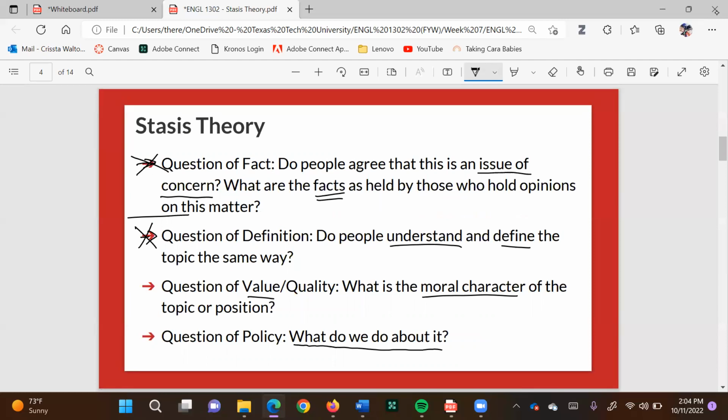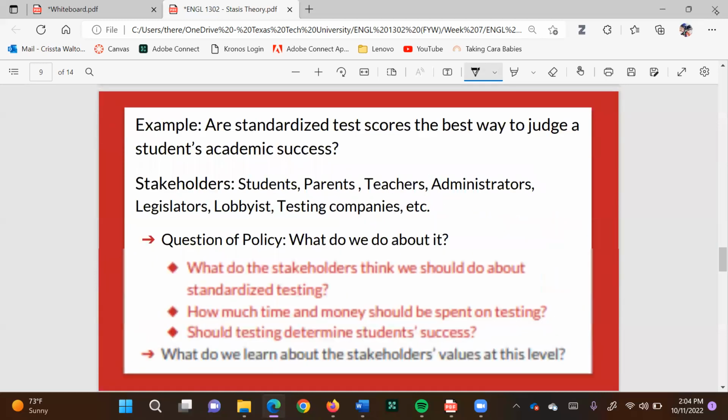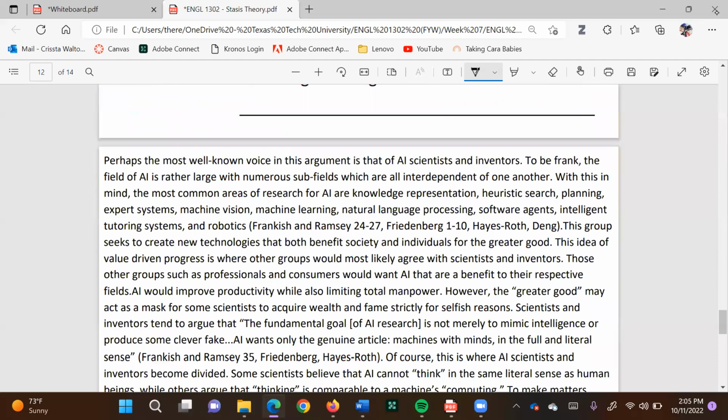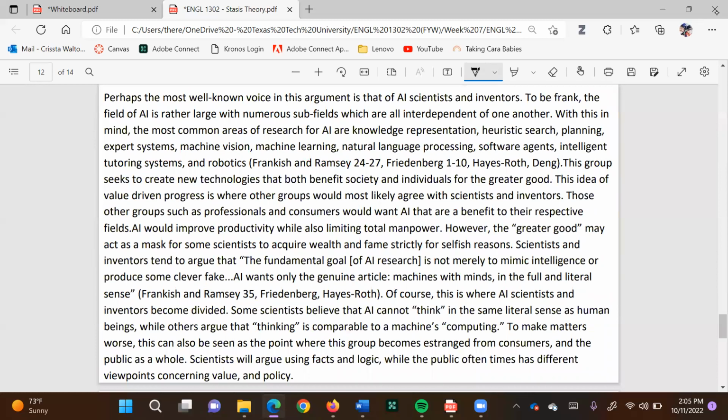To use in your stakeholder paragraphs, I want to take a second and look at an example paragraph. Here we go. To see how they use this language of stasis theory in their stakeholder section. Perhaps the most well-known voice in this argument is that of AI. There, on the topic sentence, immediately we know which stakeholder is in this paragraph.